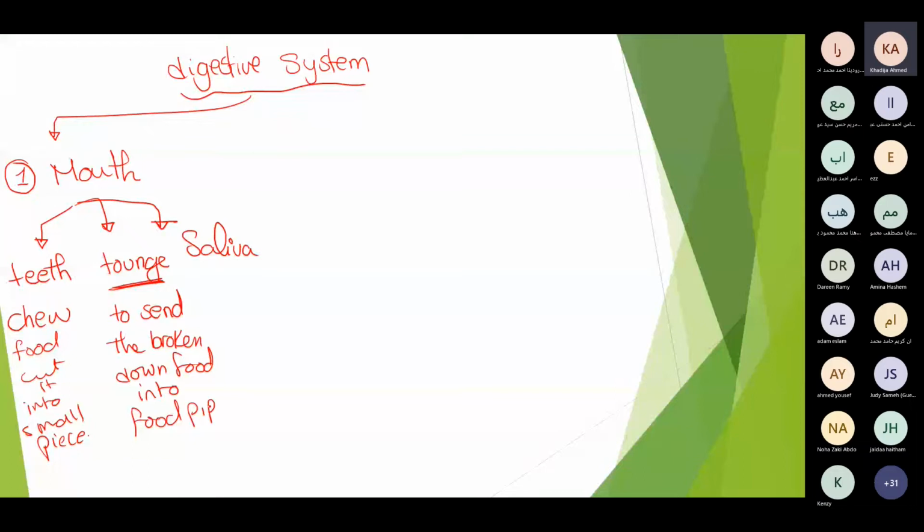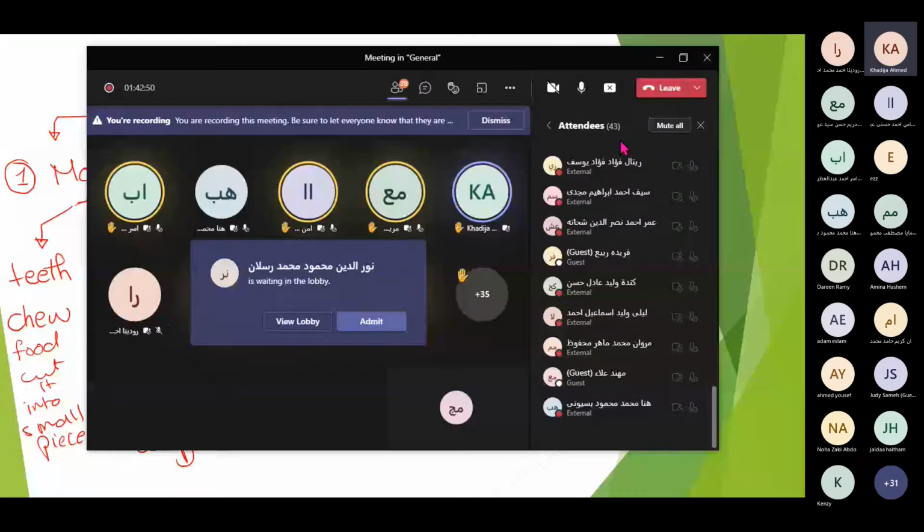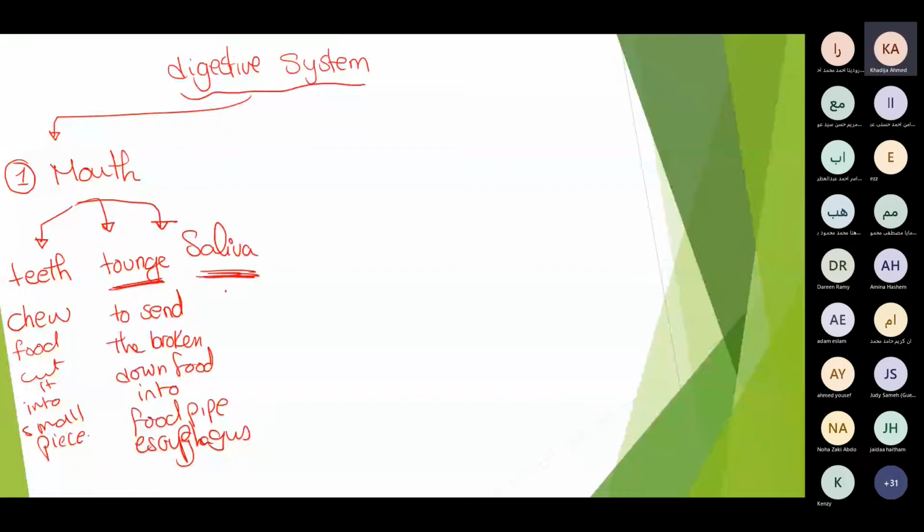Okay. And finally, what is the function of saliva? What is saliva? It is a sort of water, صح? Yes. Okay, water with some enzymes, some chemicals. تمام؟ Okay, so this saliva, it moistens.